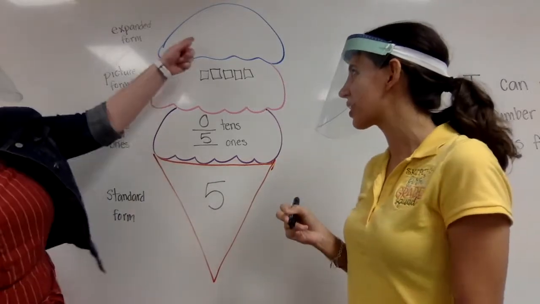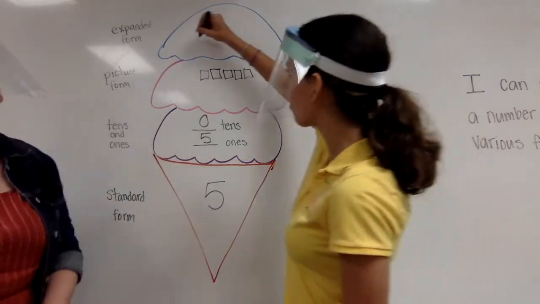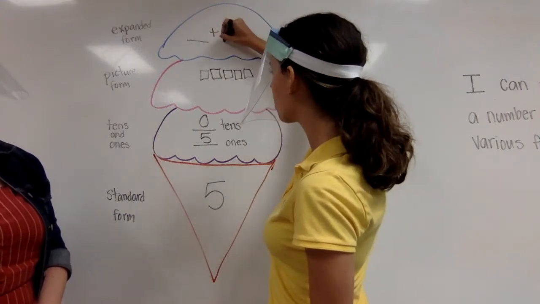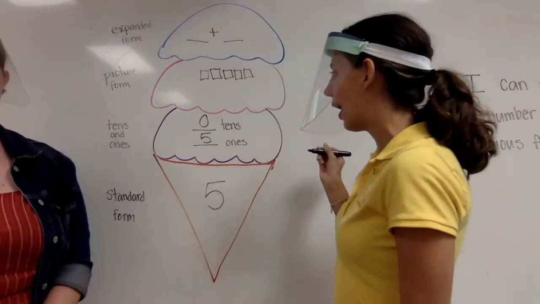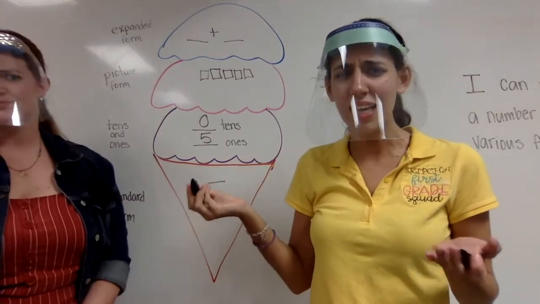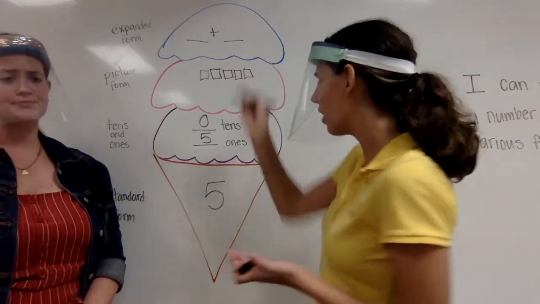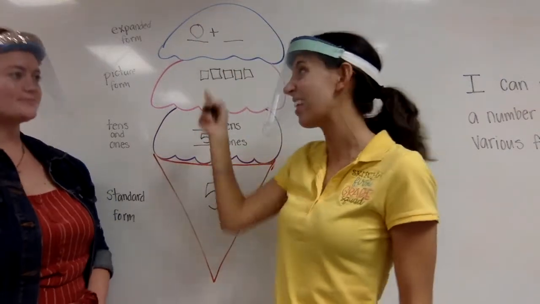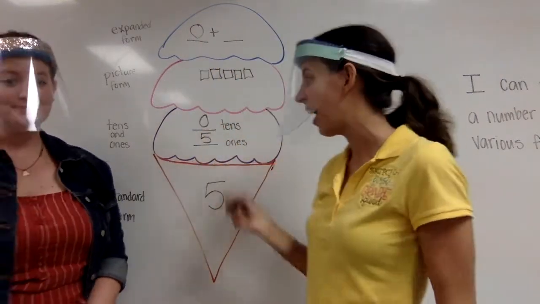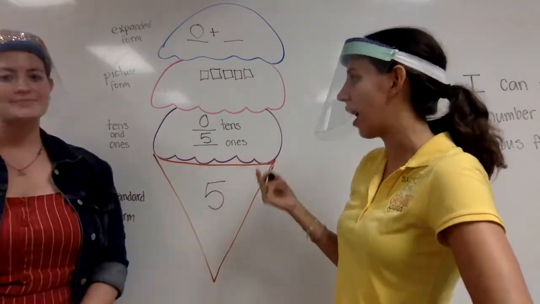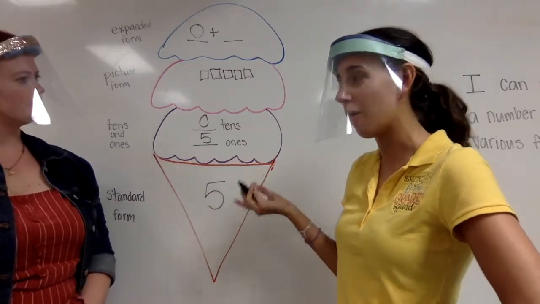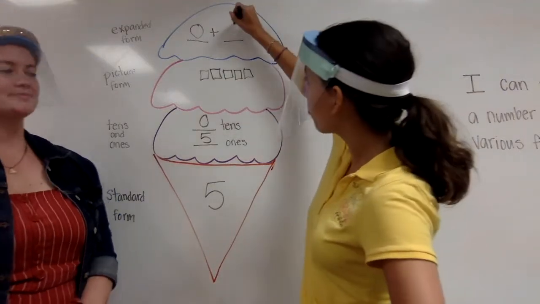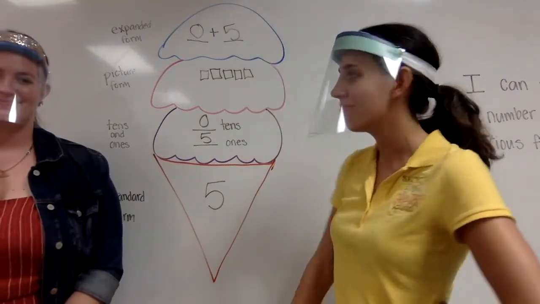And then there's one more scoop: expanded form. So I know this is how much my tens are worth plus how much my ones are worth. But I don't have any tens. And so 0 tens are worth 0. Remember, you still have to write it, even if it's just a 0. And I have 5 ones. I count my ones by 1. So I would count 1, 2, 3, 4, 5. So 5 ones are worth 5.